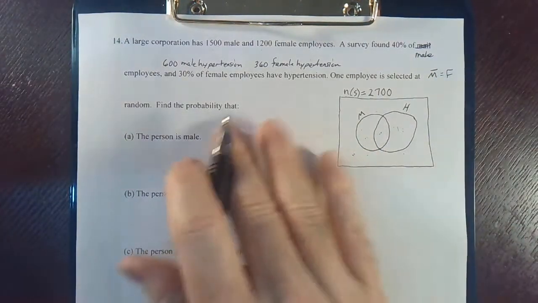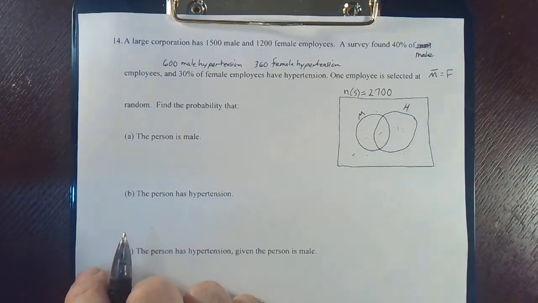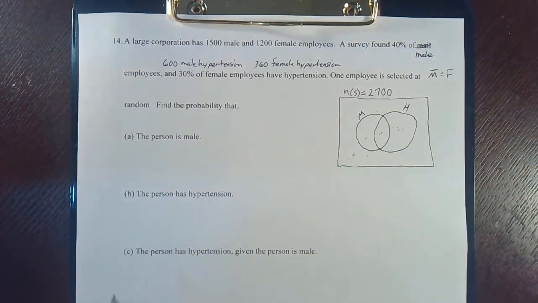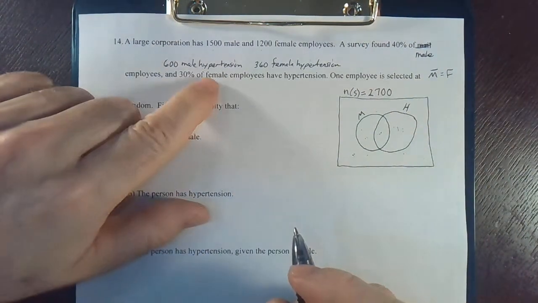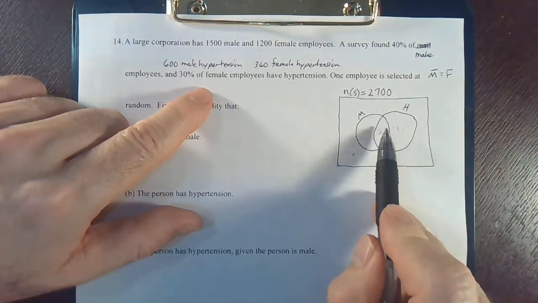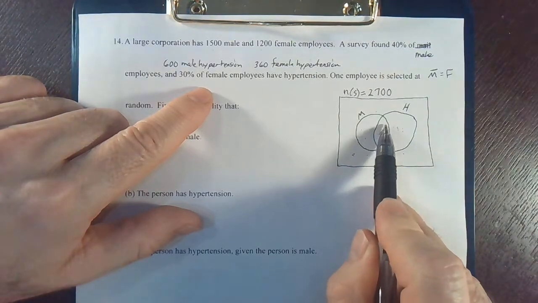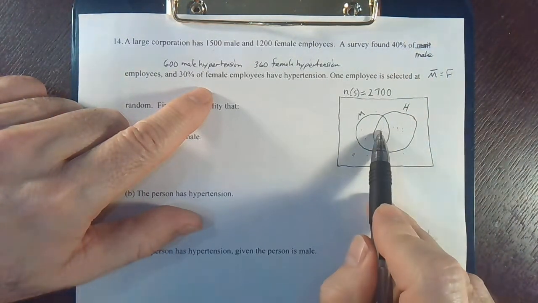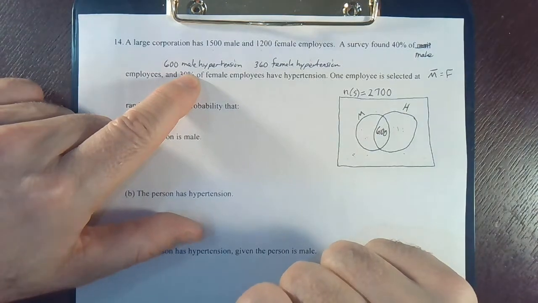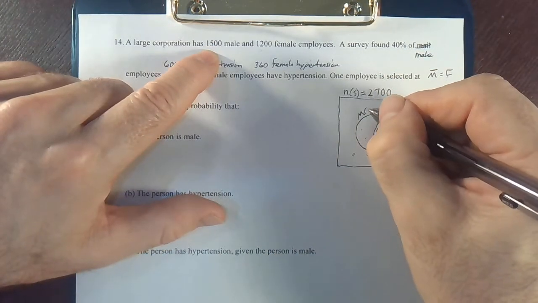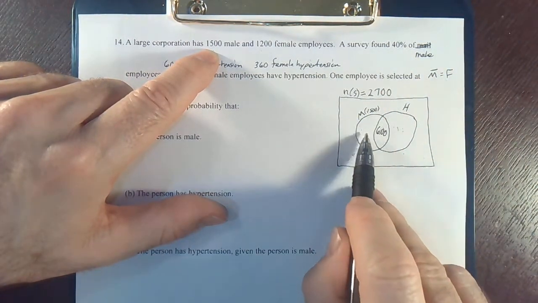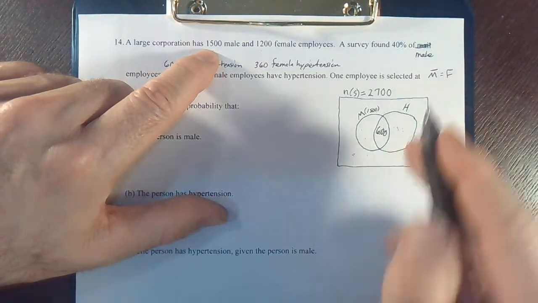All right, let's fill the numbers in, and then all the questions will be very simple to answer. We've got 2,700 total. All 4 of the regions have to add up to 2,700. Let's do the innermost region first, the intersection. How many males are also in the hypertension circle? Males who have hypertension, 600. There are 1,500 total males, so the male circle has to add up to 1,500, which tells us that this right here is 900.